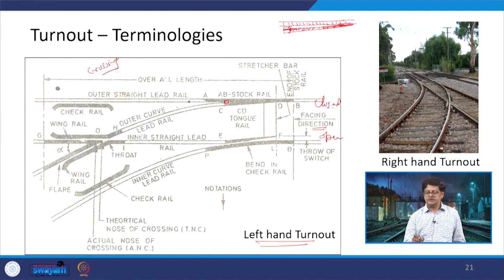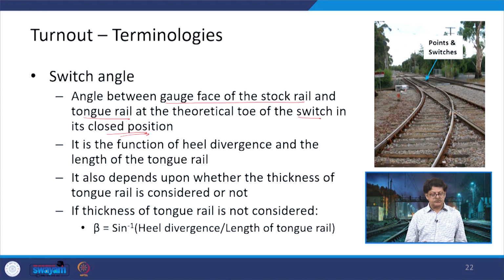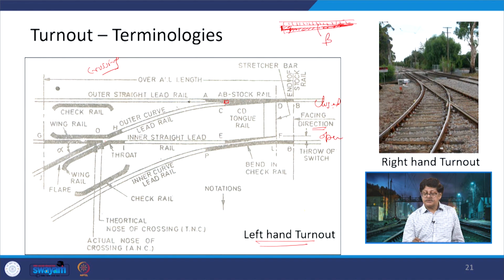So, in this closed condition there is an angle being formed here and this angle is defined as the switch angle, or we can say this is beta. So, it is going to be dependent on the length of the tongue rail and the gap being provided here in terms of a heel divergence or a block. So, this switch angle, as I have shown, beta, is a function of the heel divergence and the length of the tongue rail. It also depends upon whether the thickness of the tongue rail is considered or not. Say in this case, if we are assuming that the tongue rail goes and meets in this form and it becomes a point here.